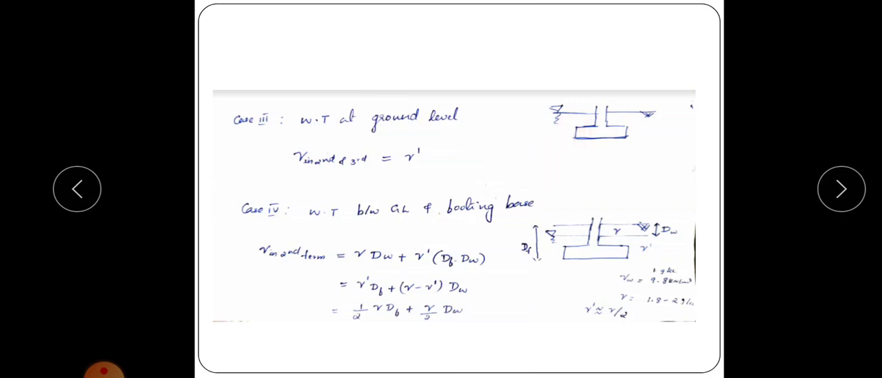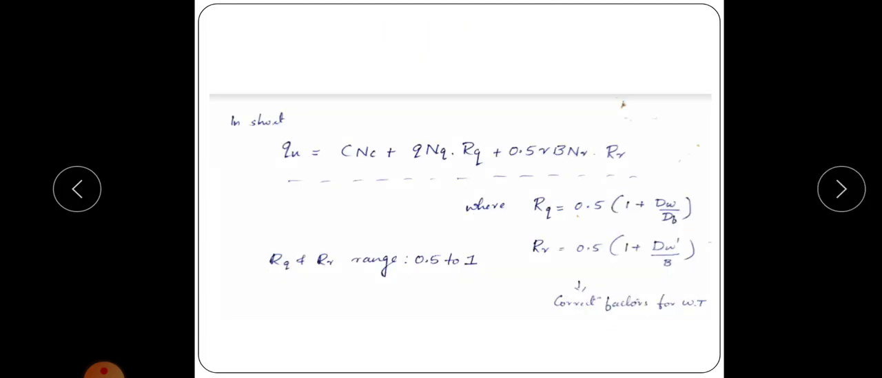You remember that only. Okay, so if the water table is in between these depths, you learn these equations by heart, that is, the correction factors for water table. Okay, so this is the effect of water table on bearing capacity. So we can do some problems. I will put the problem in the next video. Okay, thank you.